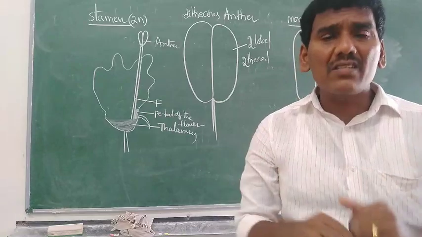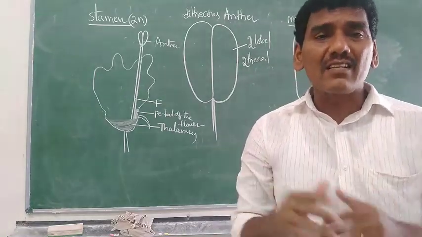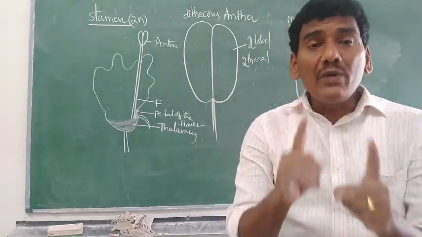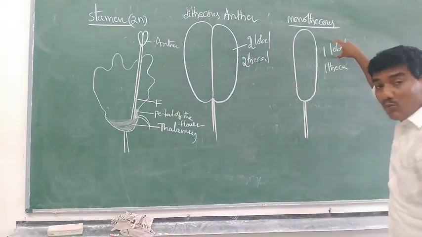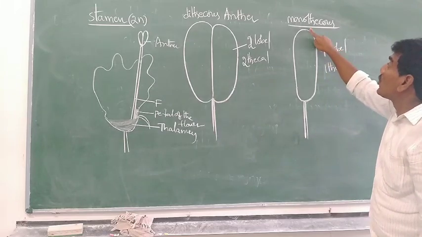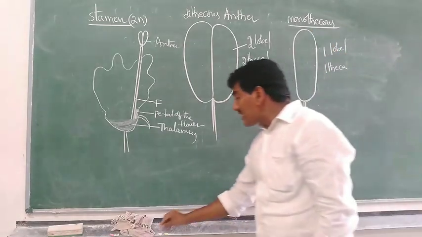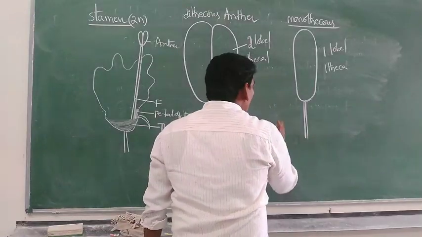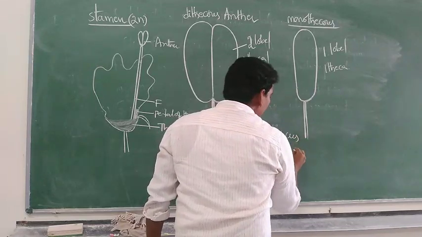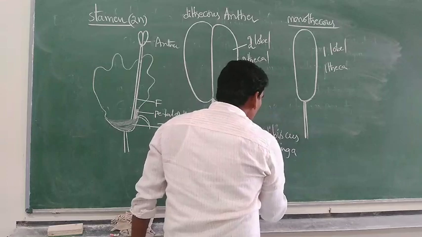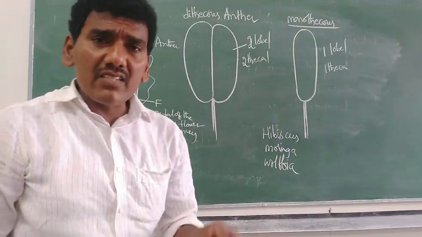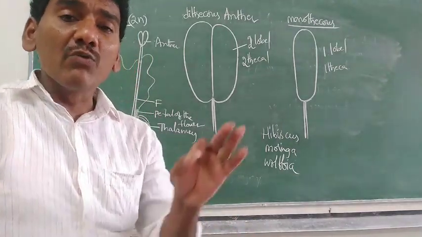In some plants, especially hibiscus, only one theca is present, that is, only one lobe. That is why it is known as a monothecous anther. Monothecous anthers are present in hibiscus, moringa and Wolffia.